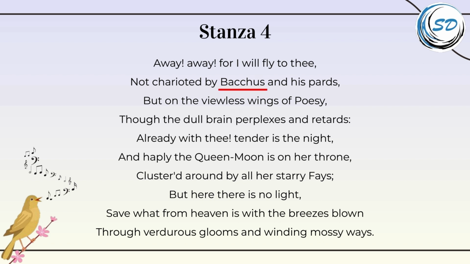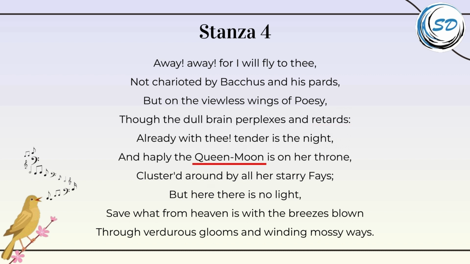Bacchus is the Roman god of wine, revelry, and ecstasy. Pards refer to leopards, which were often associated with Bacchus in mythology. In ancient depictions and descriptions of Bacchus, he is often seen riding in a chariot drawn by leopards or panthers. Viewless means invisible or unseen. Poesy refers to poetry or the art of composing poems. Perplex means to confuse, puzzle, or make someone feel uncertain about something. Retard means to slow down or hinder progress.